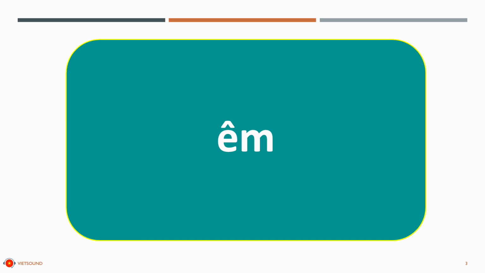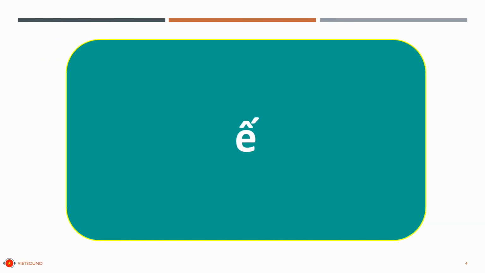Now let's practice saying the A sound in words. First, the A sound at the beginning of the word. I'm going to say the word first, then you'll have a few seconds to copy exactly how I pronounce the sound. The first word is êm.